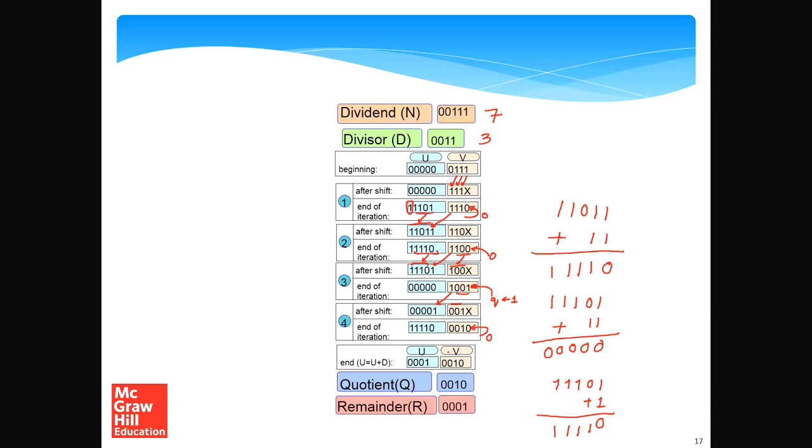So now the quotient is nicely saved in register V, which is 0010, which is 2. So the quotient is correctly computed. That's 7 divided by 3. The quotient is 2. This is correct.